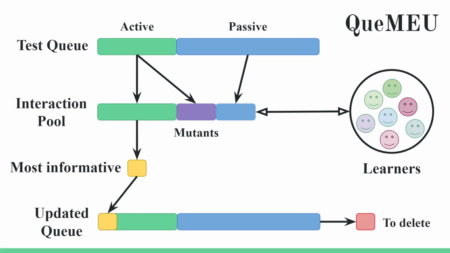Once we have that pool, we determine which members of that pool are most informative relative to the learner population. And then that most informative member or set of members is moved to the front of the queue, and if it reaches the maximum size, you delete the oldest elements.